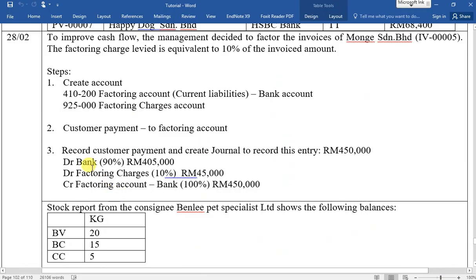Now, next one. The third step will be recording the journal entry. Whether it's 90% or 80%, 70%, all depends on the question. The question says the factoring charges is 10%. So 10% goes to factoring charges, the balance goes to your bank. Are you guys okay? If a question in the exam says 30% here, it means that here will be 30%, here will be 70%. You have to calculate on your own. They will tell you the percentage of your factoring charges. The balance you should calculate. Balance is the money that you receive. The factoring charges is the money that you spend to get the money back early. And credit factoring account.